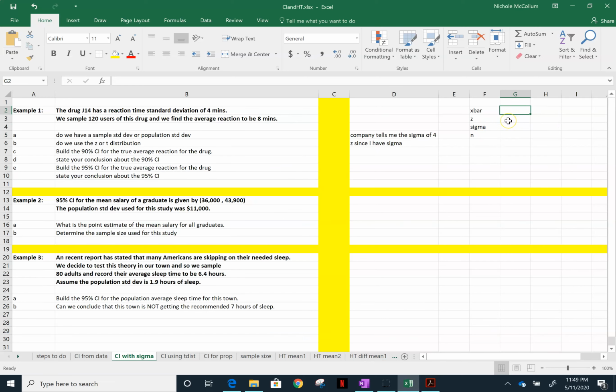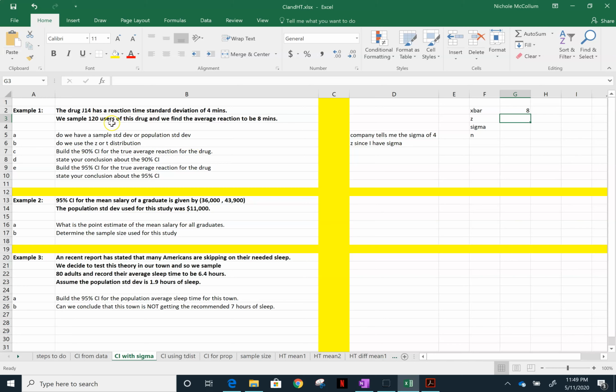So X bar, what is that? Well, by definition, it's the sample average. We'll read the second sentence. We sample 120 users, and we find the average reaction time to be 8 minutes. Got it, 8 minutes. Now let's go back, make sure we understand the question. We want to build the confidence interval for the true average reaction time.